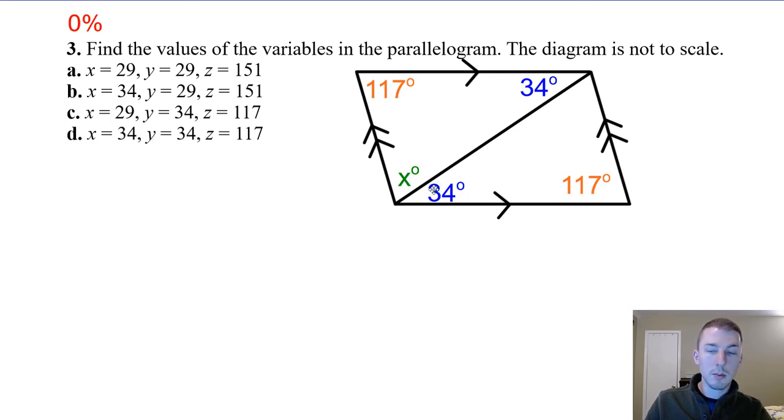Now again, it's not going to be 34 degrees unless this is a rhombus, but all they tell us is that it's a parallelogram. So we solve for the missing one by simply looking at the triangle we have here. Add up all these together and subtract it from 180, or set it equal to 180, however you want to do it. So our missing angle in that case is going to be 29 degrees. So x was 29, y was 34 and z was 117. So our answer is C as in Charlie.